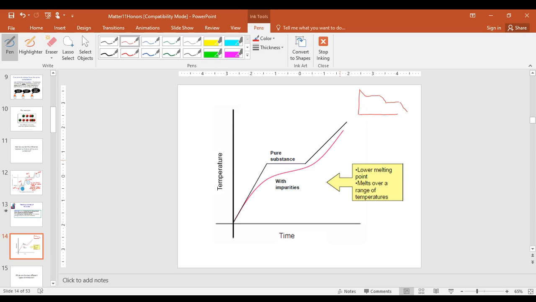Okay, so this is the information I want to do on heating curves and cooling curves. So I'm going to stop now and I want you guys to practice labeling the different parts on the worksheet that's in Classroom.